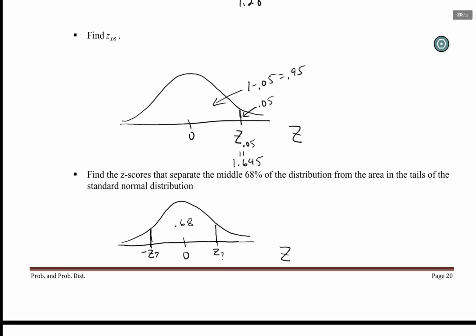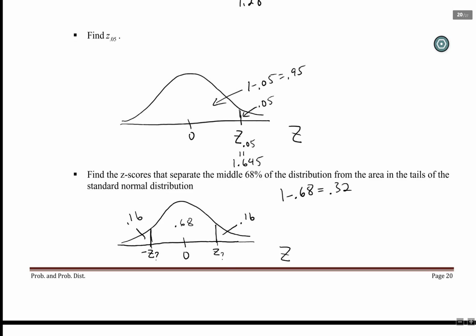But I know the area under the curve between these 2 points is 0.68, so the area out in the tails has got to be 1 minus 0.68. The area out in the tails then is 0.32, and that tail area is equally divided in the left and the right tail. So this tail area is 0.16, and this tail area is 0.16.